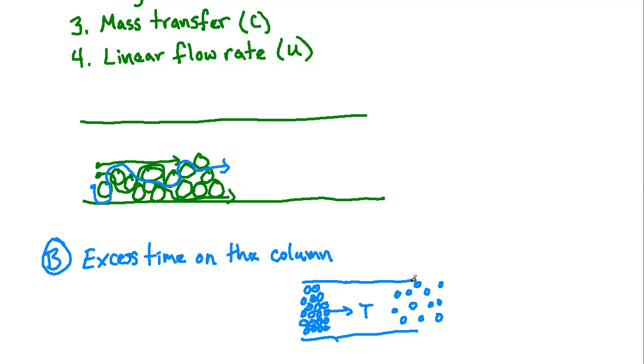But it does mean that this band that was once very tight and narrow is going to start to broaden out. And the more time that I allow that material to spend on the column, the more the longitudinal diffusion is going to occur, right? Now, there's kind of a limit to this in the fact that if it spreads out, it's still going to be interacting with the stationary phase, and so separation will still occur to some effect.